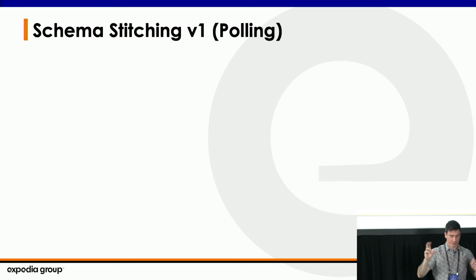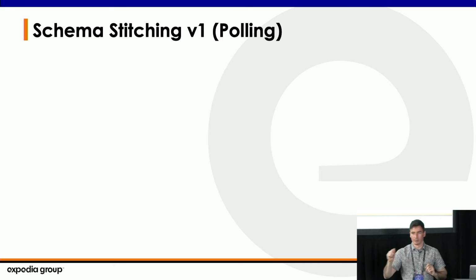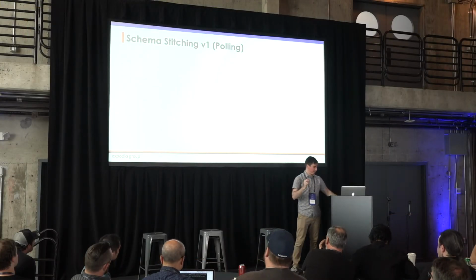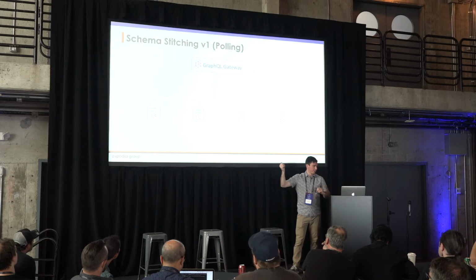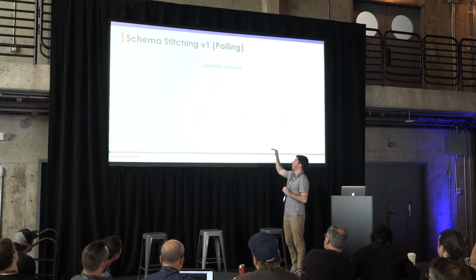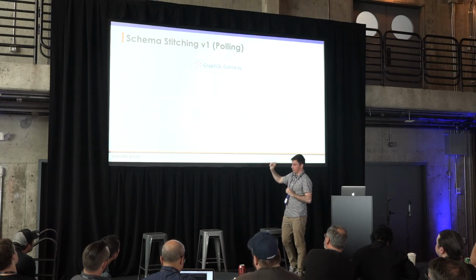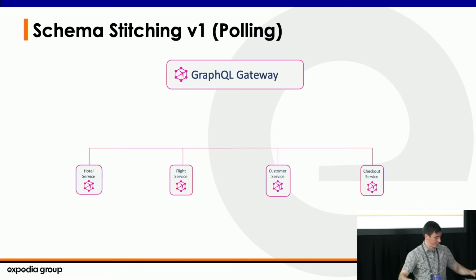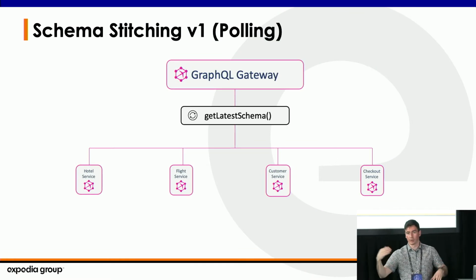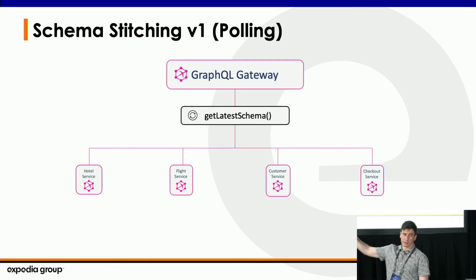So speaking of the stitching, let's say we have these shared types. The first thing we did to implement the schema stitching, getting the schema back into the gateway, was this: we have the GraphQL gateway and we have individual services. The first approach we had was to write simple polling code. We put this code in the gateway, and what it would do is the individual GraphQL services would expose an endpoint, which exposed the schema.